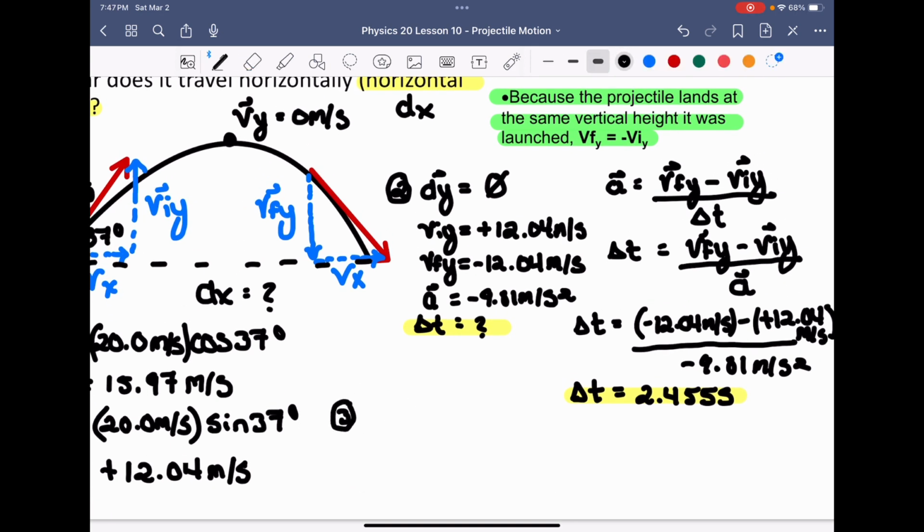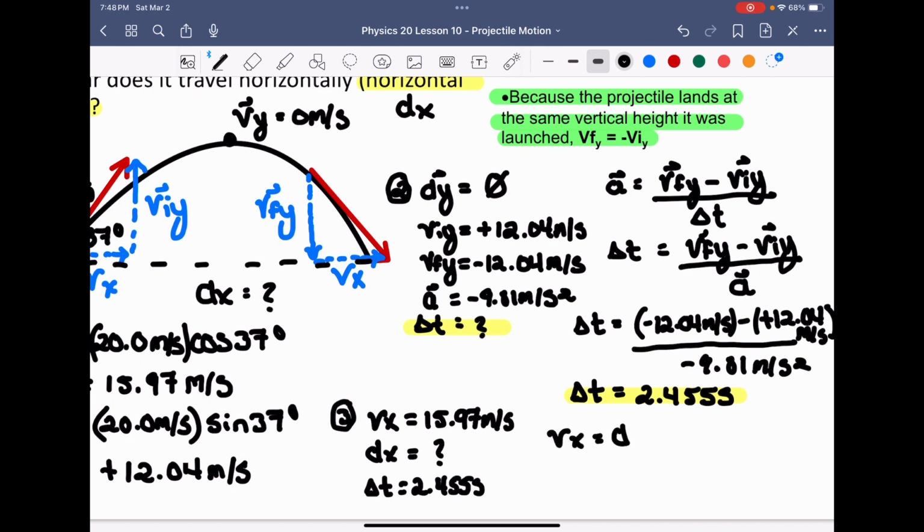So I'm going to say step number 3, we have Vx, dx, and we have our change in time, where change in time is equal to 2.455 seconds. We have a dx, which is the unknown. The distance in the x is what we're actually trying to solve for. And then our Vx in this problem is equal to 15.97 meters per second. Okay, putting this all together in the formula, Vx is equal to dx divided by time, which means that the equation becomes the following. dx is equal to Vx multiplied by time.